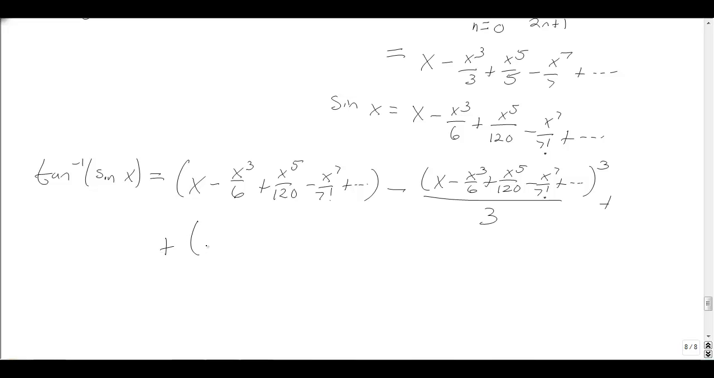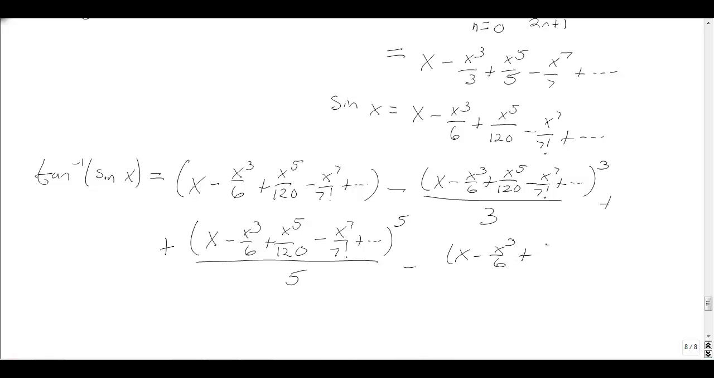Let's do a plus. This is x minus x cubed over 6 plus x to the 5th over 120 minus x to the 7 over 7 factorial plus some stuff to the 5th just over 5. And let's do the next one as well. Minus x cubed over 6 plus x to the 5th over 120 minus x to the 7th over 7 factorial plus some stuff to the 7th over 7. So it gets to be a bit ugly here.